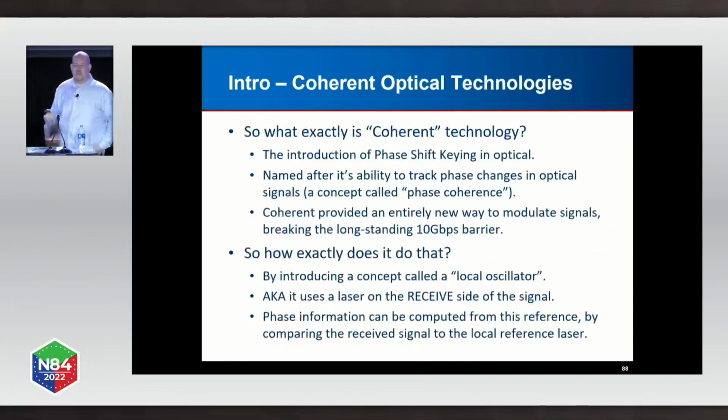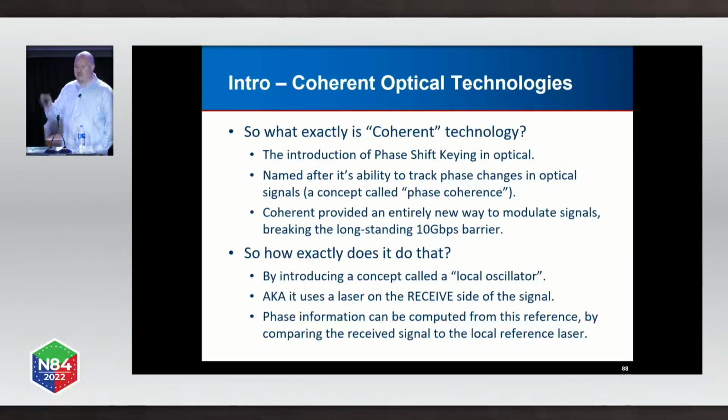So that's coherent technology, when you start to move into using phase shift keying as a part of this. Coherent is really a marketing term that covers a whole bunch of stuff. It introduces phase shift keying. It's named after a concept in physics called phase coherence, but it's the ability to track phase changes in optical. And it's what lets you go, in the early 2000s, from that NRZ 10 gig into this new world.